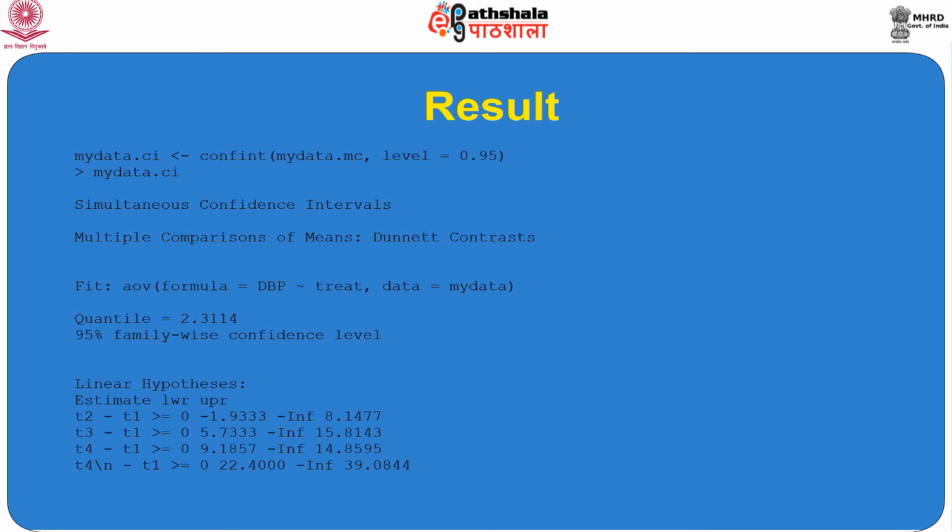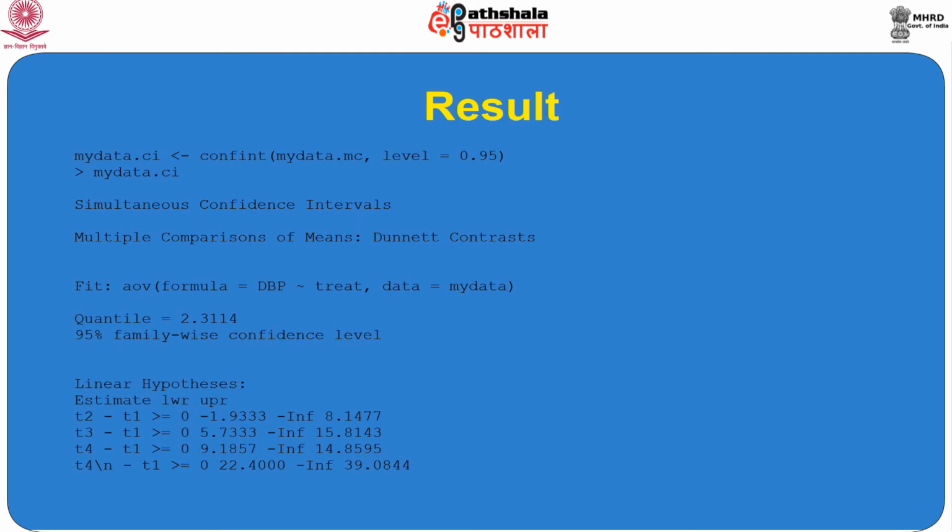Since we are doing a one-sided test, the upper limit here is coming 8.1477, with a 95% confidence interval for the T2 to T1 comparison. Again, the comparison for T3 and T1 is coming minus infinity to 15.8143. The comparison for T4 to T1 is coming minus infinity to 14.85, and the interdifference is coming minus infinity to 39.0844, where you can see the point estimates are between the corresponding confidence intervals.